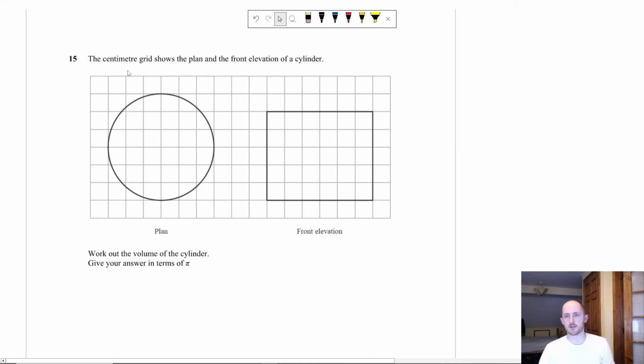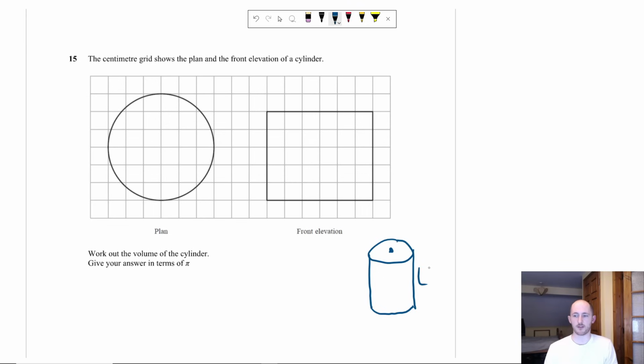Okay. The centimetre grid shows the plan and the front elevation of a cylinder. Work out the volume of the cylinder. Give your answer in terms of pi, because obviously we don't have calculators. So if I were to draw this shape out, because again, with these plans, you should be able to draw the shape, we have a circle, and the cylinder's like this, right? Now the volume of a cylinder is the area of this circle times the length of the cylinder. So it's pi r squared, which is the area of a circle, times length.